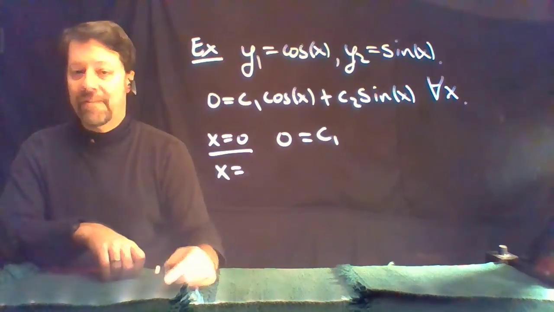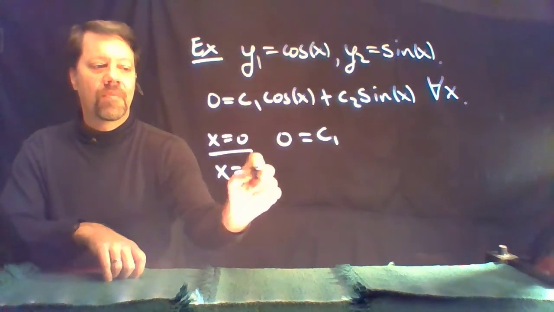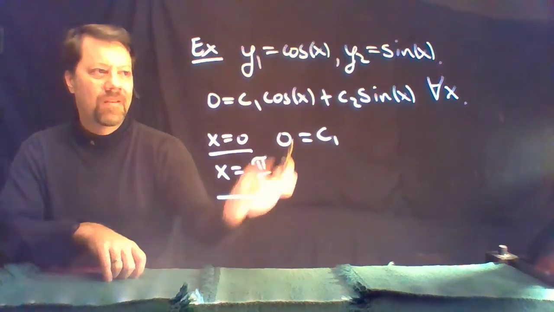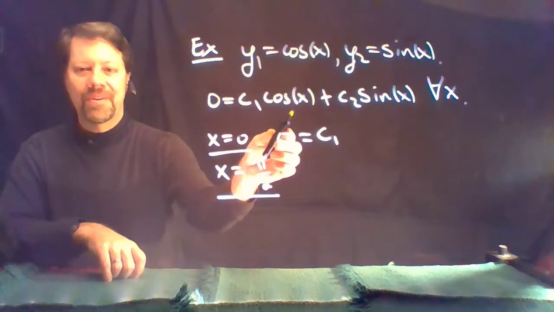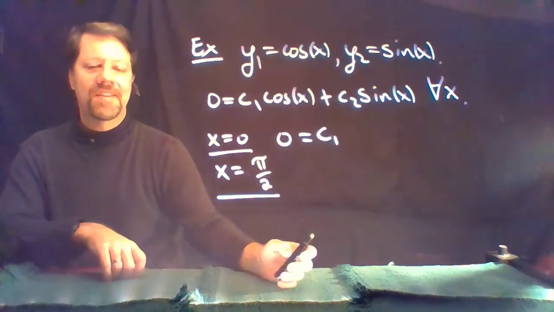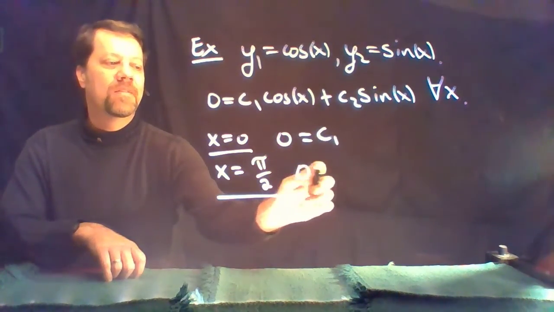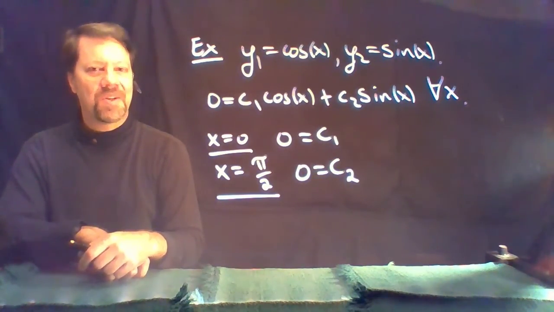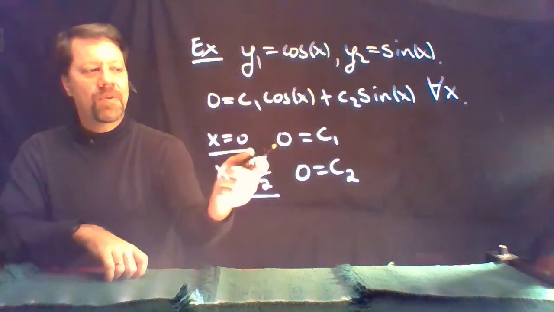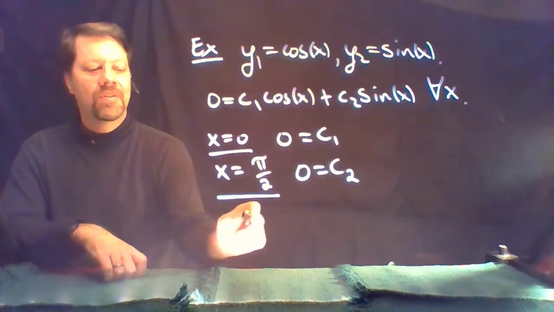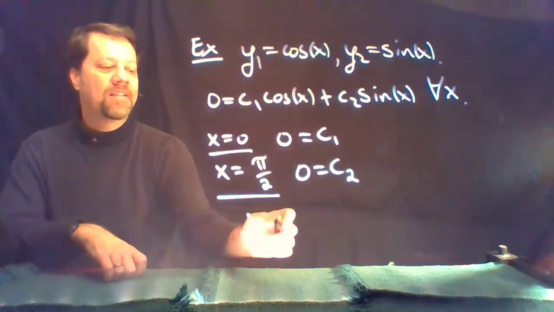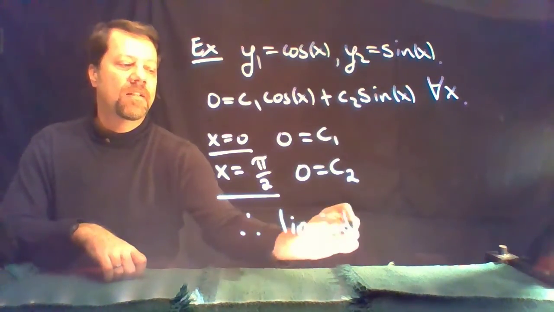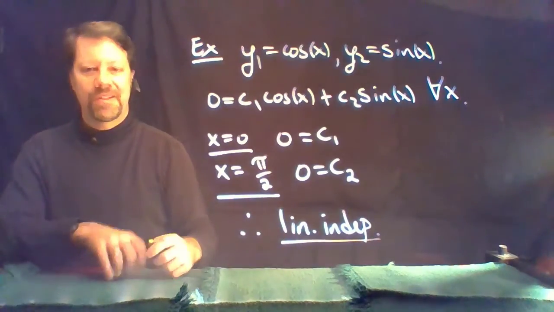But it has to hold for other values of x that we choose too. Suppose we choose x equals pi over 2. The cosine of pi over 2 is 0, while the sine of pi over 2 is 1. And hence c2 is also 0. Since both c1 and c2 are 0, we deduce that these functions are linearly independent.